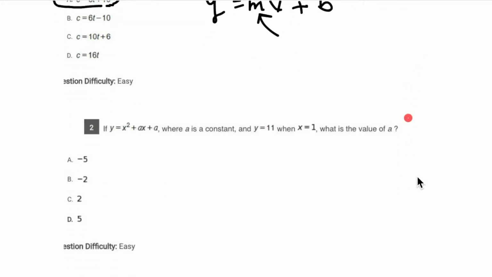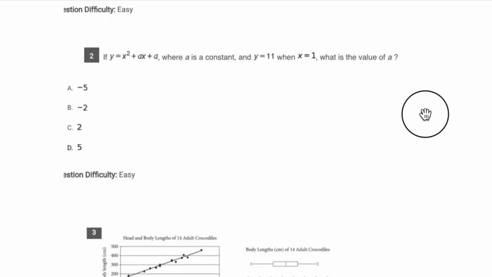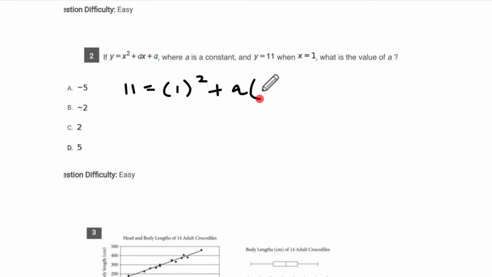Number 2, another really easy one. It's a substitution problem, but make sure you get the easy ones right. They're worth the same amount of points. I'm just going to substitute in y is 11, so where the y is, I'm going to put 11. Where the x is, I'm going to put a 1. And the a is what we're solving for, so we're going to leave the a in.